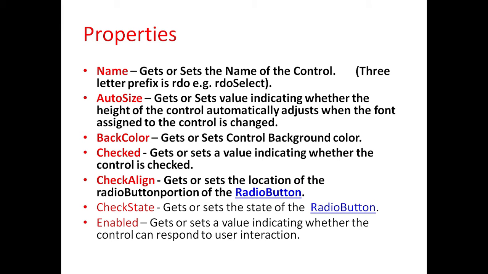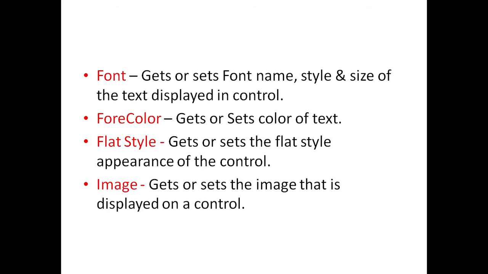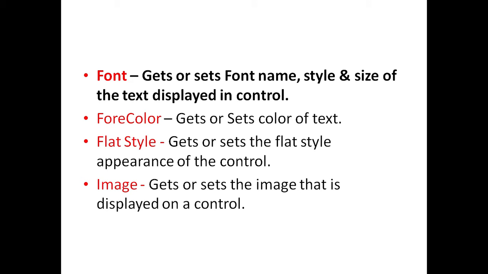Check align property is used to get or set the location of the radio button on the radio button control. Check state is used to get or set the state of the radio button. Enabled property is used to get or set a value indicating whether the control can respond to user interaction. Font property is used to get or set the font name, style and size of the text displayed in control. Forecolor property is used to get or set color of text.